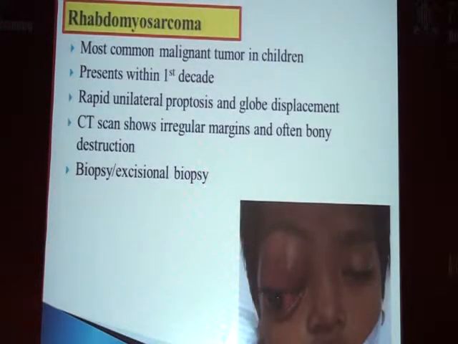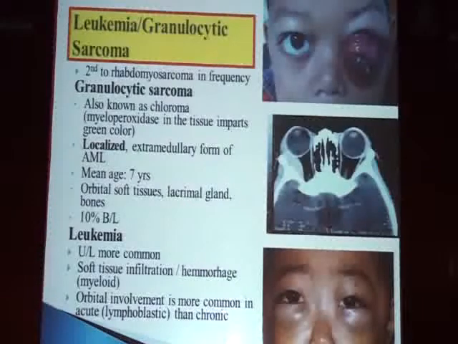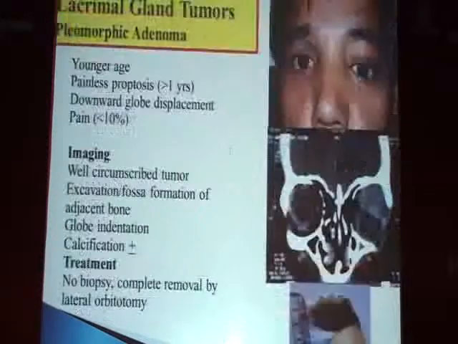Now, rhabdomyosarcoma patients will present in the first decade with a rapid unilateral proptosis with globe displacement, and the CT scan will show irregular margins and often bony distortion. I think most of these are covered by Dr. Ruchi already. Again, there are leukemic deposits, granulocytic sarcoma, and leukemia.